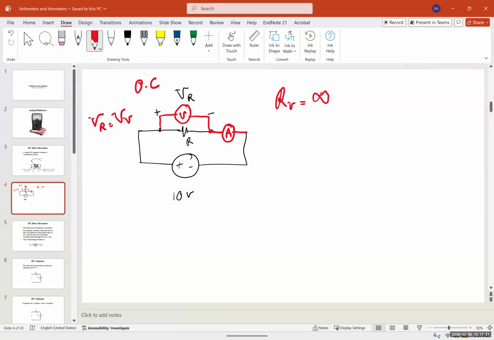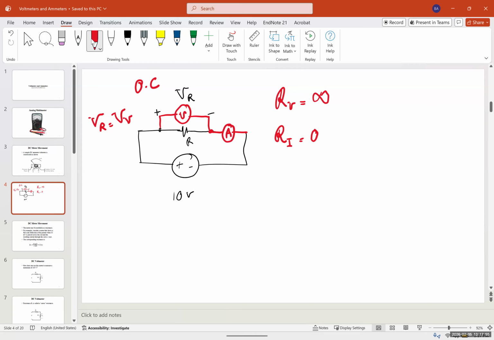Now, for an ideal ammeter, I'm going to call it Ri. What should the input resistance be for an ideal ammeter? 0. Perfect. Why is it 0? Because even a slight resistance for the ammeter creates a voltage drop on the ammeter and therefore reduces the amount of voltage that we put on the resistor, and therefore you can't get a correct reading of the current, and also the voltage.